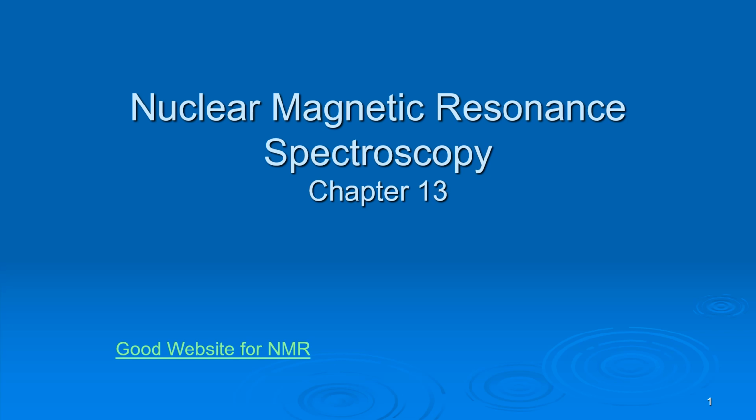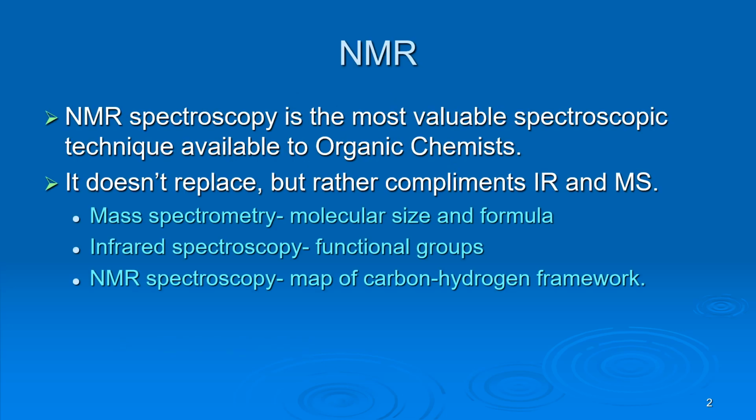So nuclear magnetic resonance is our third type of spectroscopy slash spectrometry that we'll be looking at. And it's probably the most powerful of all, and also probably a little more difficult too. So there's a whole chapter on it. I have this website posted on Canvas. All right, so NMR is usually what we call it, nuclear magnetic resonance, NMR spectroscopy.